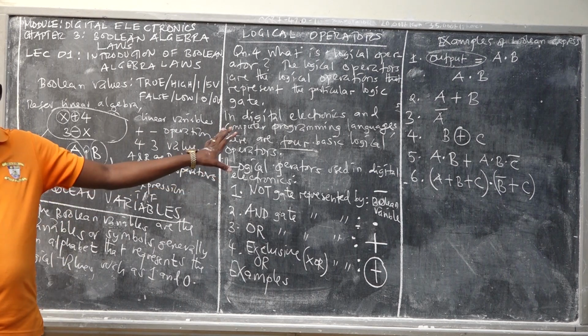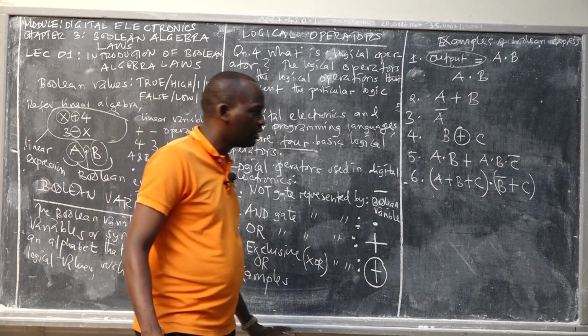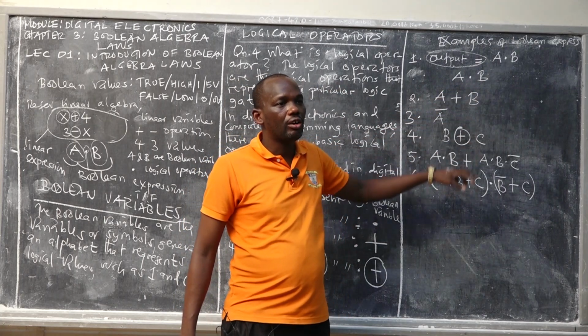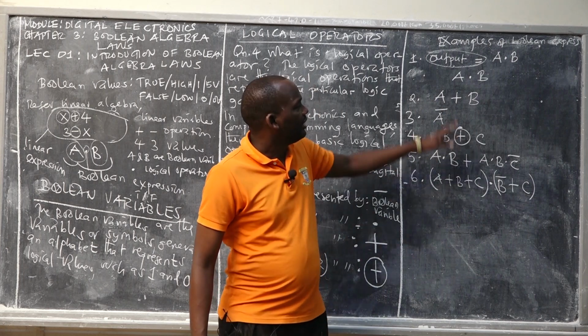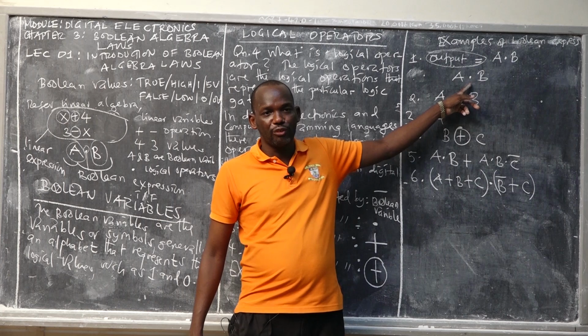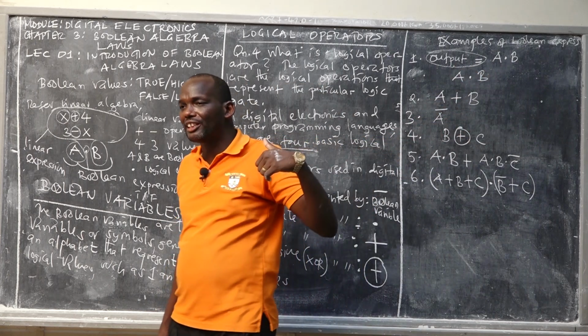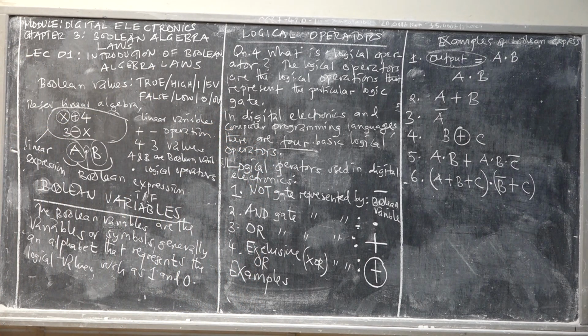Class, are those examples enough for you? Yes. Let me clarify. Stop writing. Look. This is A and B. This is AND gate. So for this case, to represent this Boolean expression using the schematic circuit diagram, we are going to have only one AND gate of 2 inputs. Are we together?